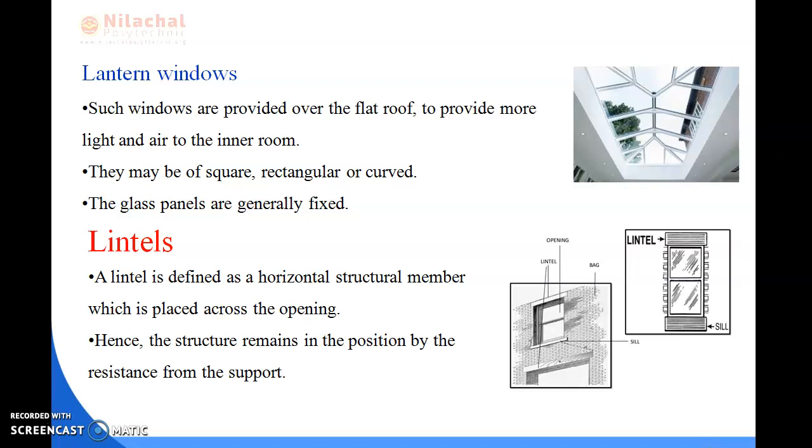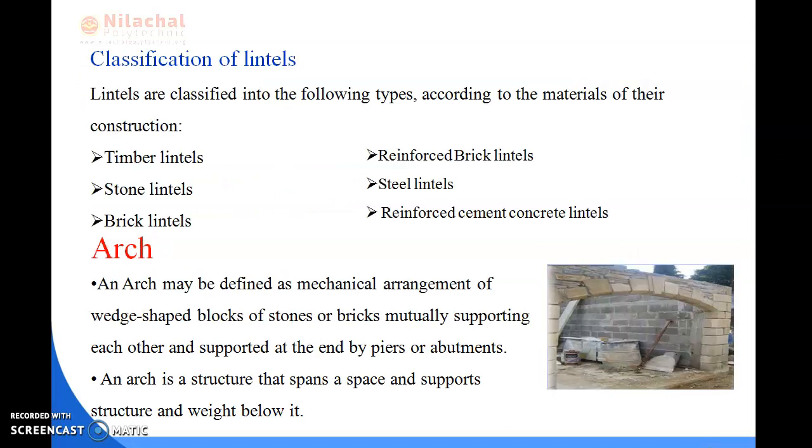As I have already discussed, where the lintel can be located. Okay, you can see here the diagram of the lintel. This is the lintel part and this is the sill part. So a lintel is defined as a horizontal structural member which is placed across the opening. Hence, the structure remains in position by the resistance from the support. Okay, this is known as the lintel.